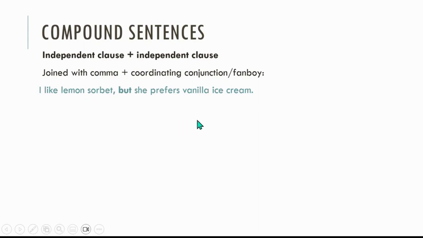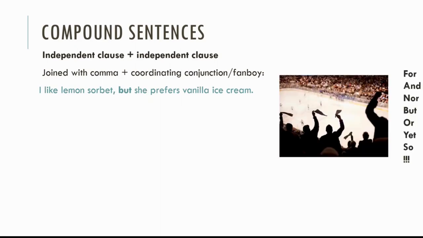Now, there's another way to join two sentences together into a compound sentence. You can join them with a comma, but not only a comma, that will be an error we'll see. A comma and a coordinating conjunction. What's a coordinating conjunction? Well, here's an easy way to remember. It's a fanboy. So all of the coordinating conjunctions can be remembered through this acronym, fanboys. For, and, nor, but, or, yet, so.